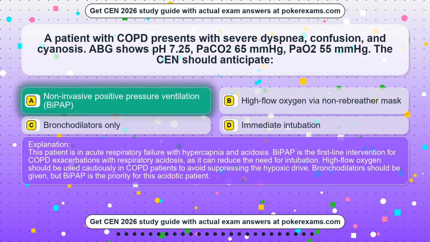This patient is in acute respiratory failure with hypercapnia and acidosis. BiPAP is the first-line intervention for COPD exacerbations with respiratory acidosis, as it can reduce the need for intubation. High-flow oxygen should be used cautiously in COPD patients to avoid suppressing the hypoxic drive. Bronchodilators should be given, but BiPAP is the priority for this acidotic patient.